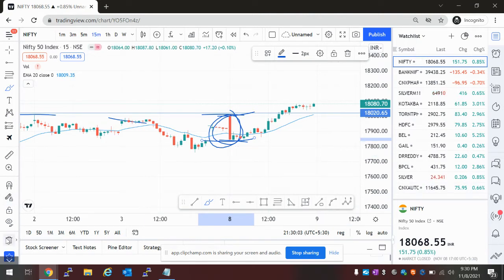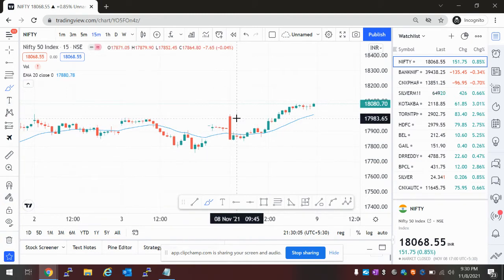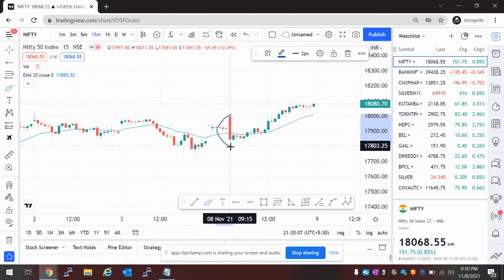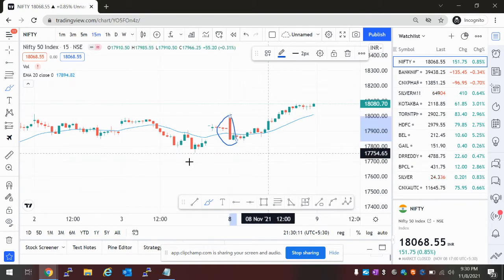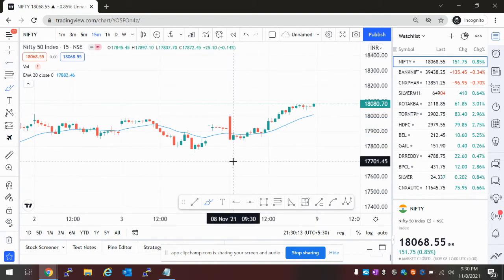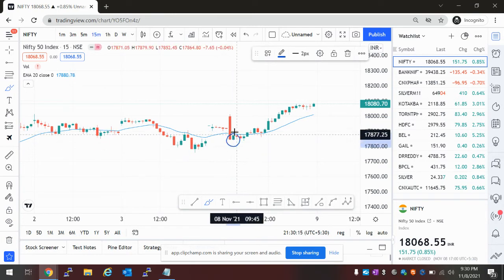So what happened here? This was the 15 minutes chart. This was the downtrend. It was selling like anything. Did you observe this green candle? This green candle was responsible. This green candle tells us that the selling is just halted in the market.